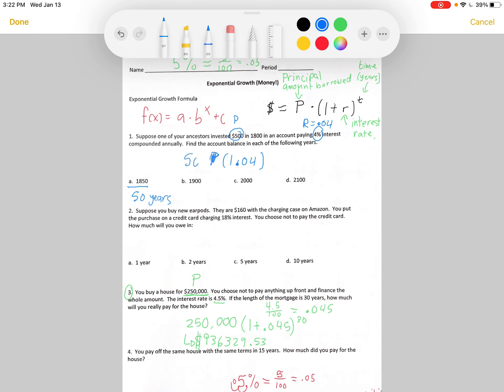So in this case, our time, the amount of time spent, is 50. Plug that into a calculator, and you'll get, I believe it's about 3,553 and some odd cents. I don't remember. I don't have the exact number on me. All right.